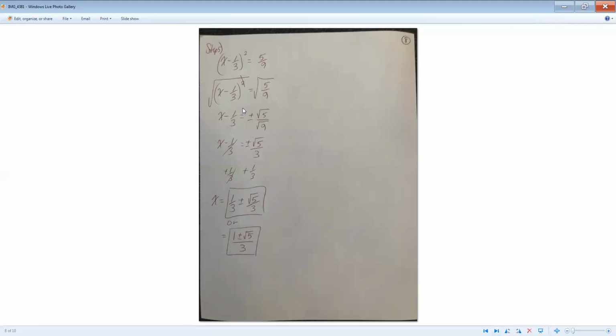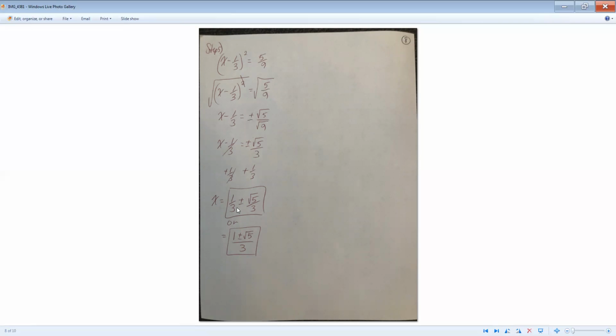From there, we'll take the square root of both sides. Doing that will leave us with x minus 1/3 on the left. On the right, plus or minus square root of 5 over 9. We take the square root of each one of them individually. So that would be square root of 5 over 3. Add 1/3 to both sides.